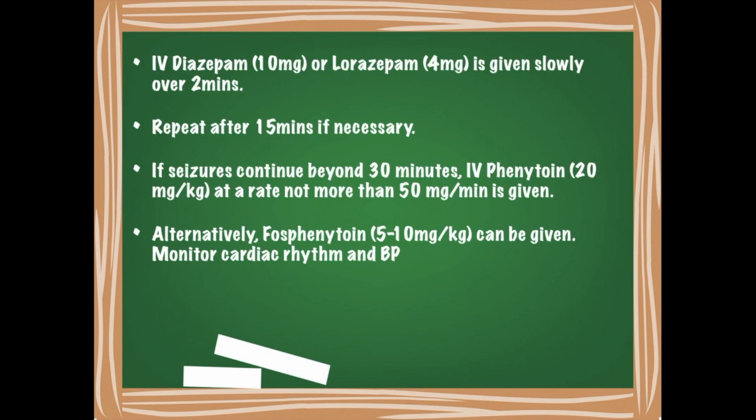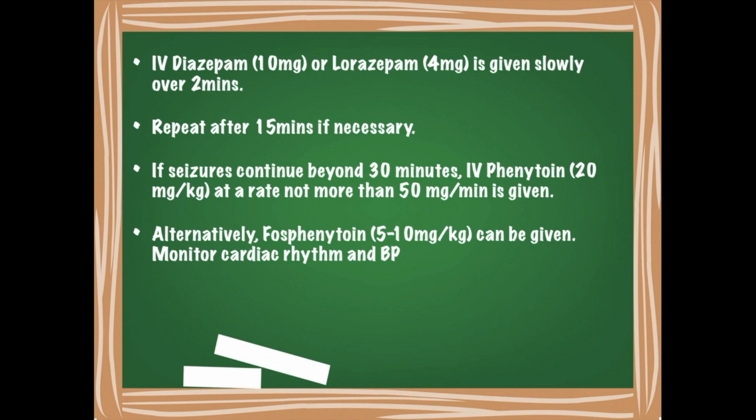For the seizures, give intravenous diazepam 10 mg or lorazepam 4 mg slowly over 2 minutes. Now, the dosage of diazepam and lorazepam is important because examiners love to ask these questions, so memorize them. If the seizures do not stop, you can repeat this after 15 minutes.